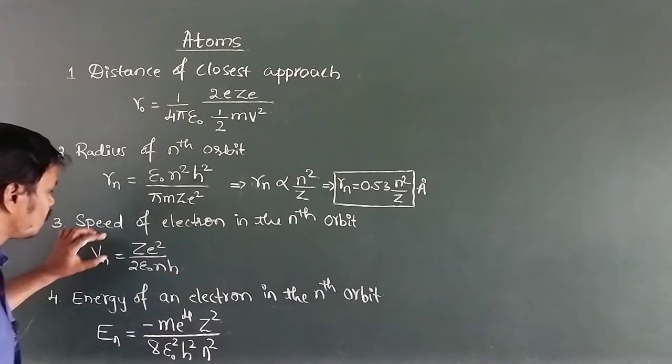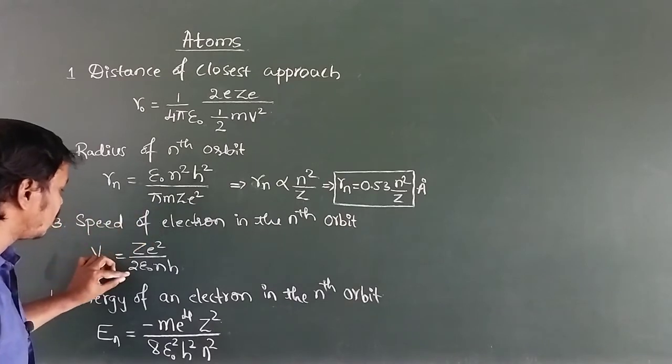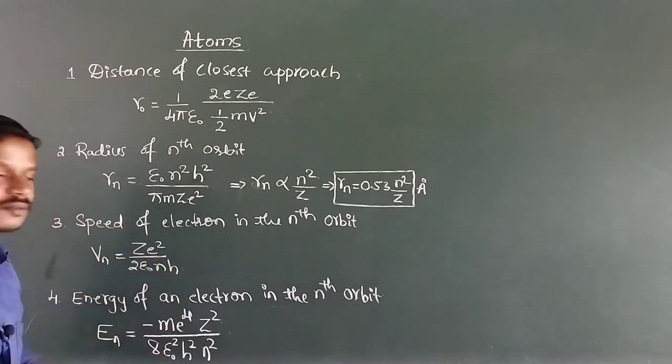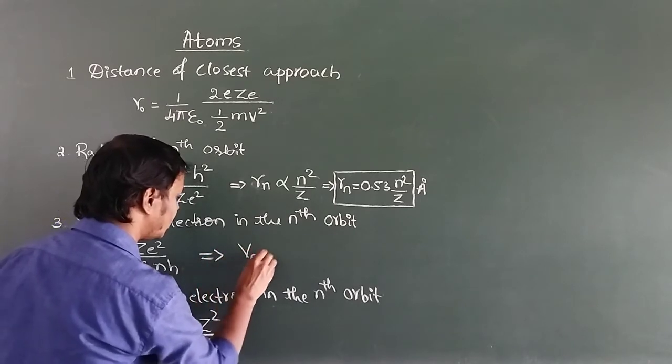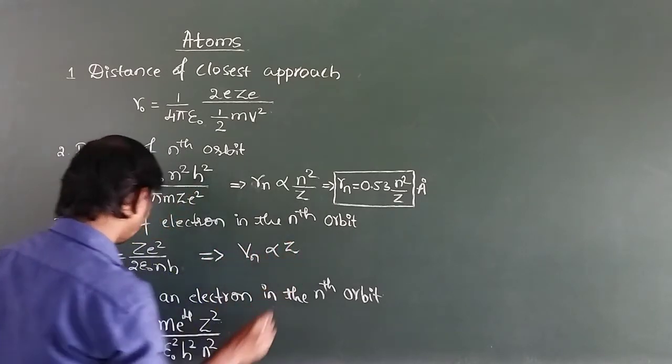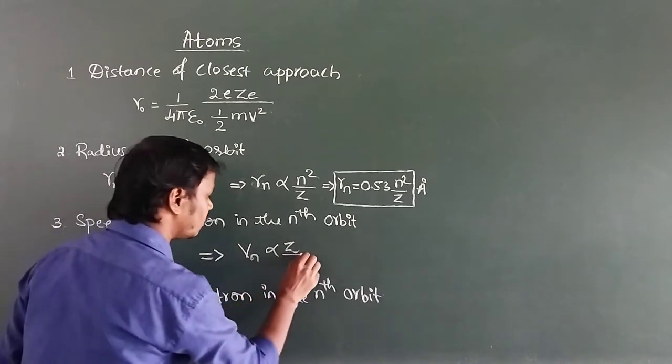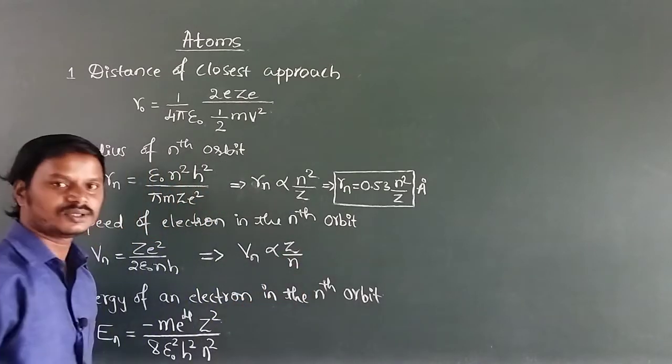So what is the speed of the electron in the nth orbit? That is Vn is equal to Z e square divided by 2 epsilon naught n h. And here Vn is directly proportional to Z and inversely proportional to n.